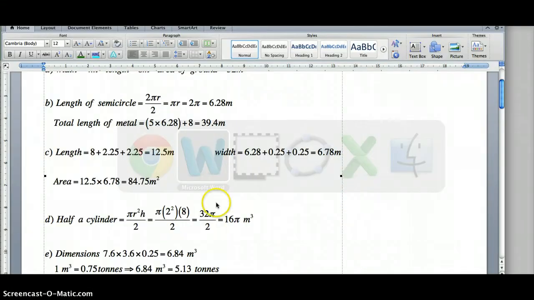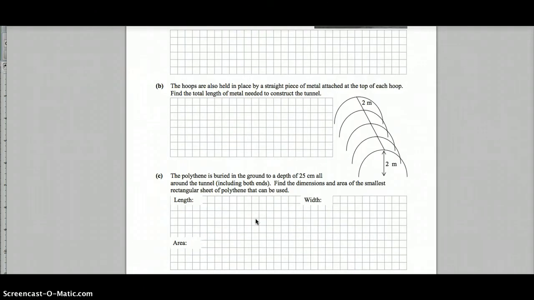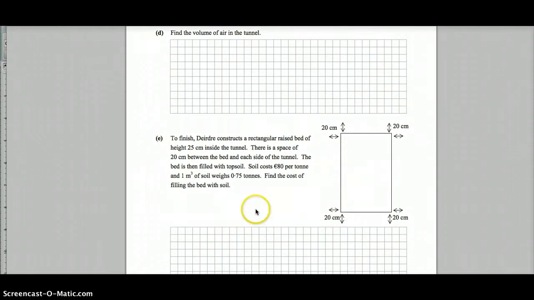Very easy. Pi r squared h is a full cylinder, divided by 2. Fill in your values, you get 32 pi over 2, just 16 pi. Just 50 point something meters cubed this time. The last thing then was a bit of work to do here. We have to find the amount of soil needed to make up the bed, the bed of a raised bed.